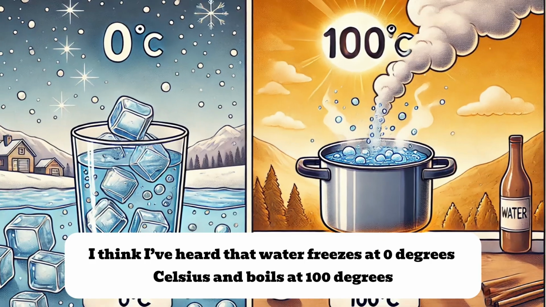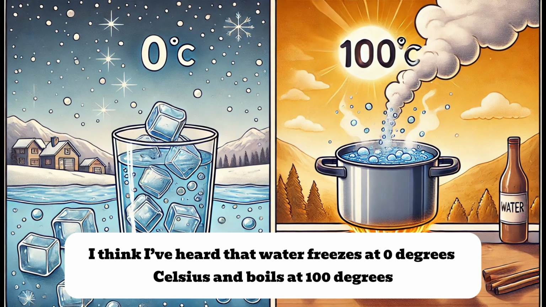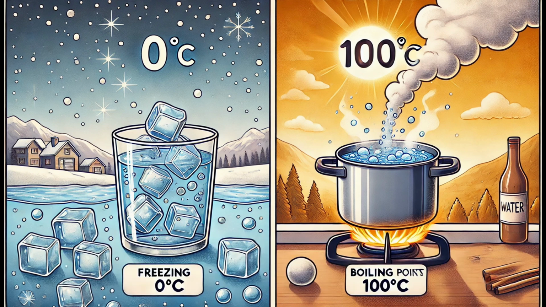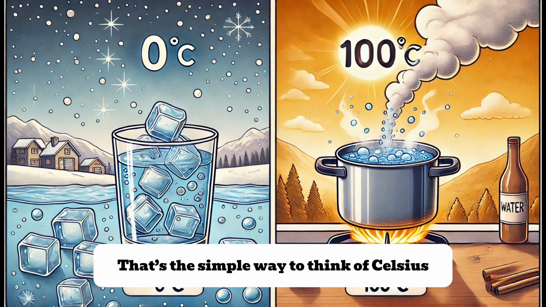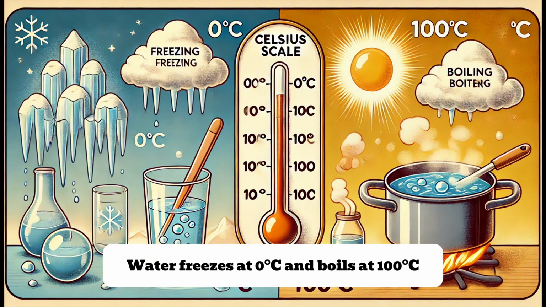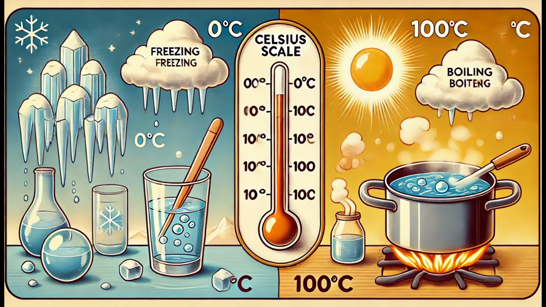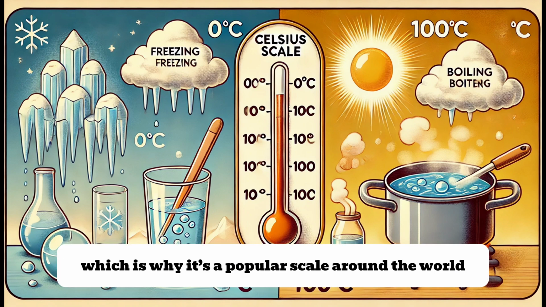Hmm. I think I've heard that water freezes at 0 degrees Celsius and boils at 100 degrees, right? You got it. That's the simple way to think of Celsius. Water freezes at 0 degrees Celsius and boils at 100 degrees Celsius. It's all based on the properties of water, which is why it's a popular scale around the world.